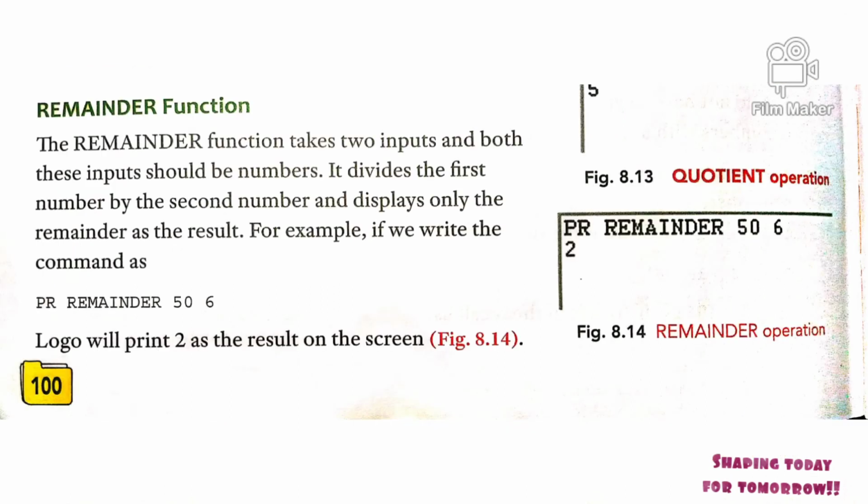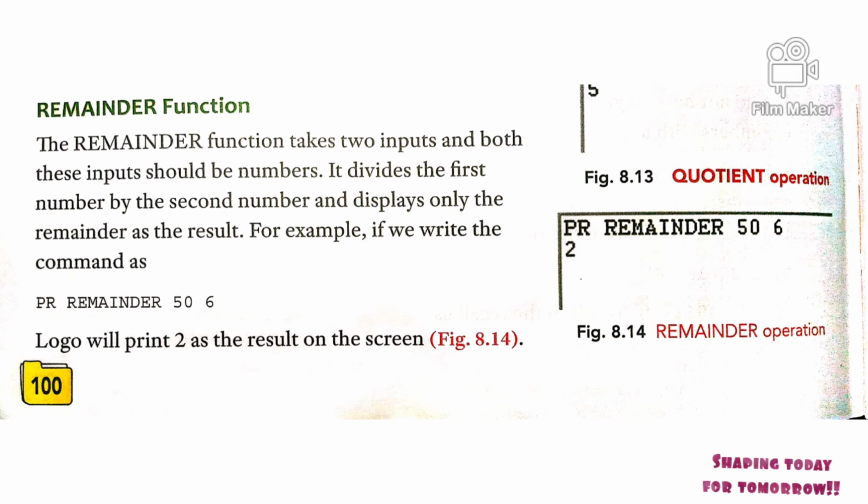Okay. Now the last topic of this chapter is the remainder function. The remainder function takes two inputs and both of these inputs should be numbers. It divides the first number by the second number and displays only the remainder on the screen. For example, if we write the command as PR space remainder space 50 space 6, Logo will print 2 as the result on the screen. See figure 8.14 for this.